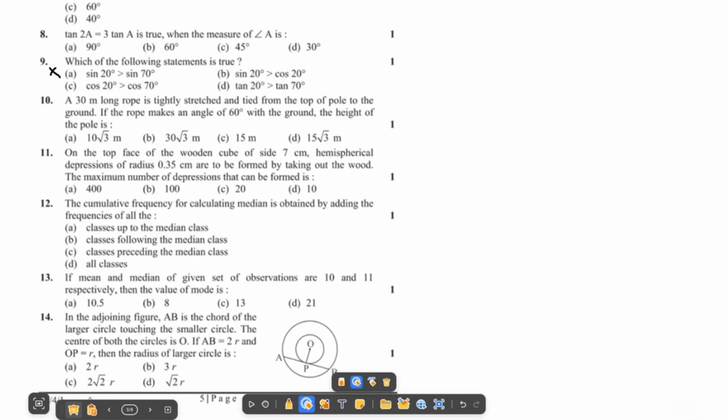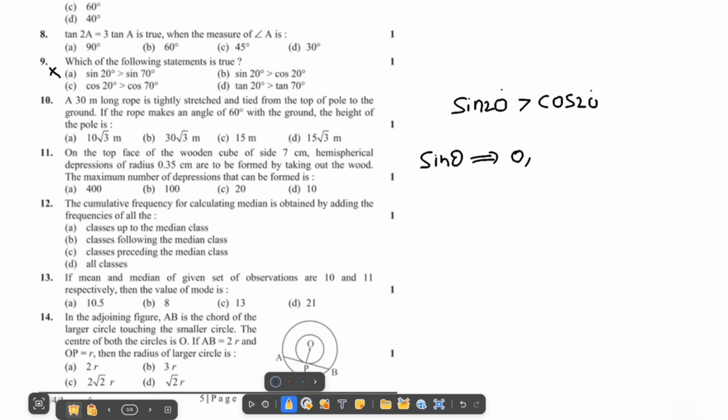Now let's take the second option. Sine 20 greater than cos 20. Let's check sine values. Sine 0 is 0, sine 30 is 1 by 2, which is equal to 0.5.